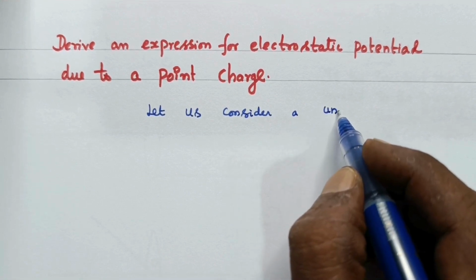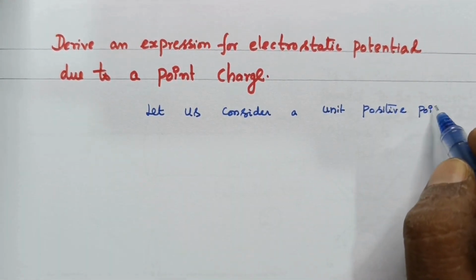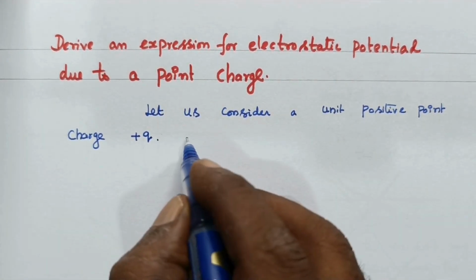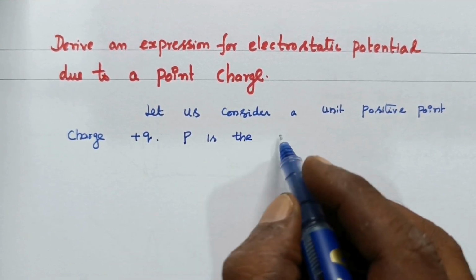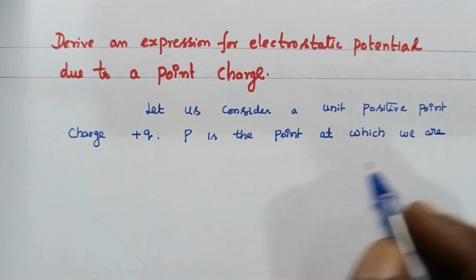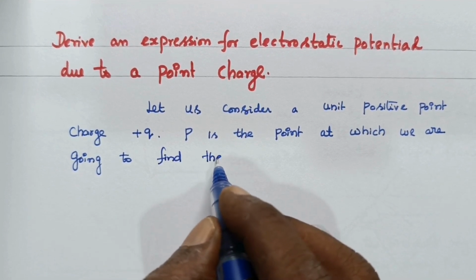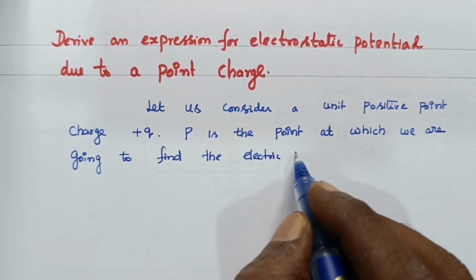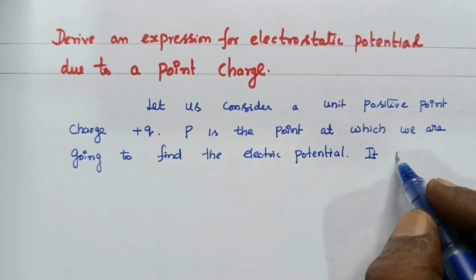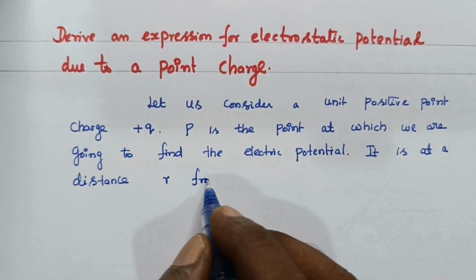a unit positive charge, unit positive point charge plus Q. P is the point at which we are going to find the electric potential. It is at a distance R from plus Q.